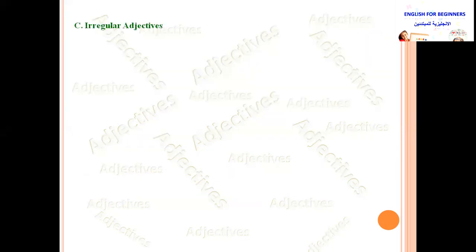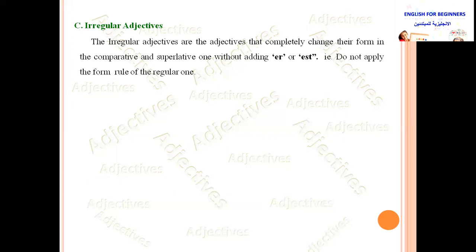C. Irregular adjectives. So the previous explanation was about the regular adjectives. Here we have irregular adjectives. The irregular adjectives are the adjectives that completely change their form in the comparative and superlative without adding er or est. In other words, we do not apply the form rule of the regular ones.